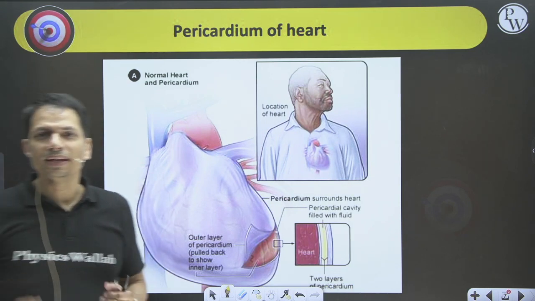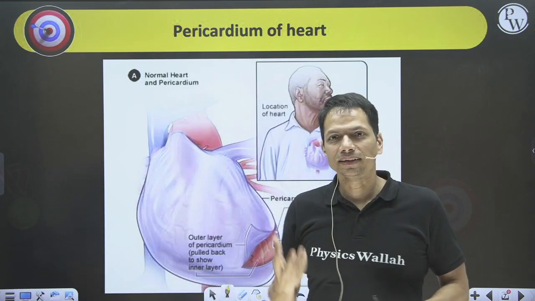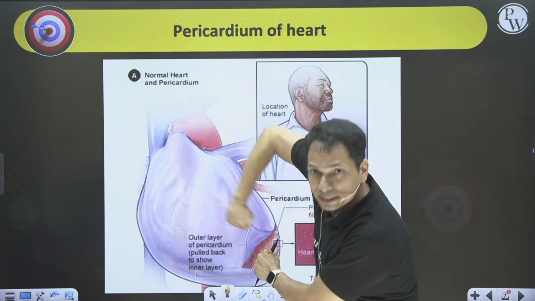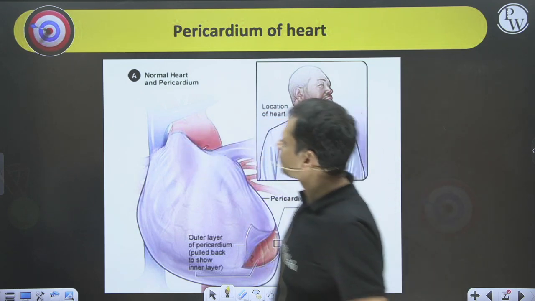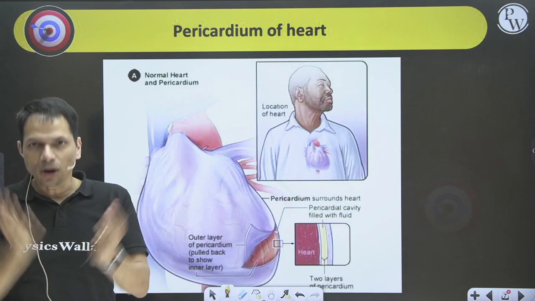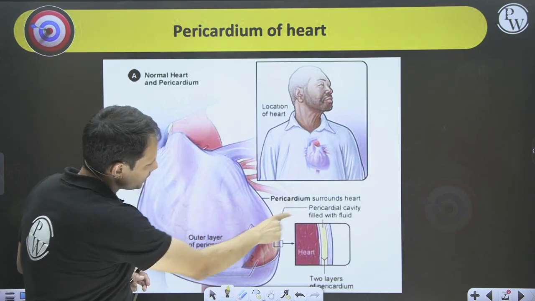So the same way, you can see the heart is present inside a bag, right? We can basically tear the bag. So this outer covering which surrounds the heart is called the pericardium.